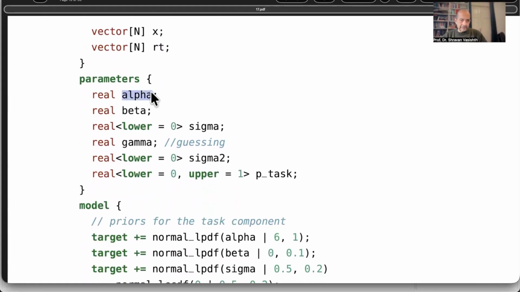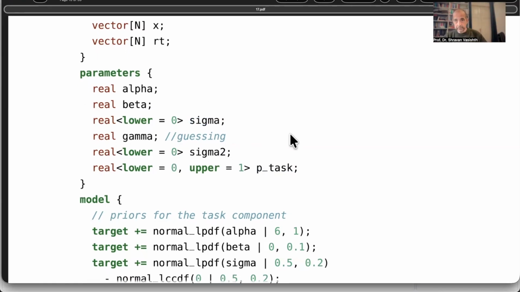So you've got alpha, which is the intercept in the engaged mode, beta, the effect or difficulty in the engaged mode, sigma, the standard deviation in the engaged mode, and then in the guessing part, you have gamma as the average response time with sigma 2 as the standard deviation for that, and the probability of task engagement is the sixth parameter, which is bounded between 0 and 1. And notice that sigmas are also bounded from below by 0. Remember that we don't have negative sigmas.